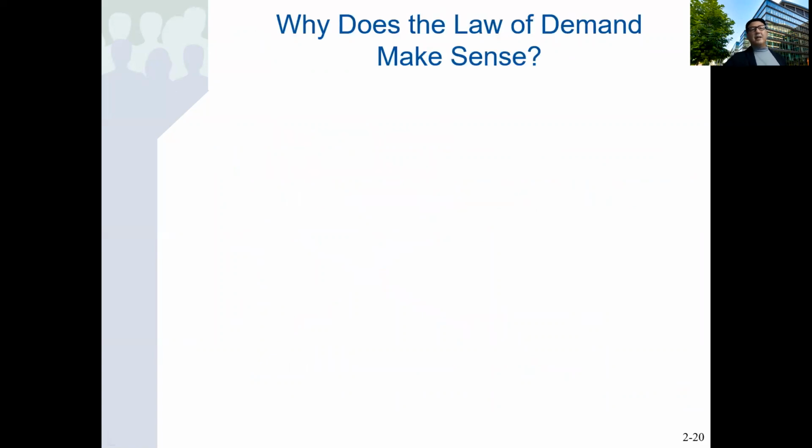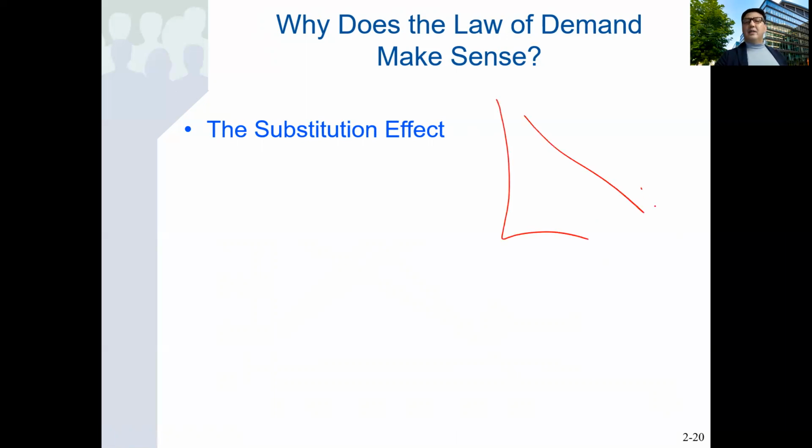So why does the law of demand make sense? What does it mean that the law of demand makes sense? Why is the demand curve going downward? Quantity and price, why is it going like that? Why is it that when the price decreases, people want more, and when the price increases, people will want less? One of the reasons is called the substitution effect.